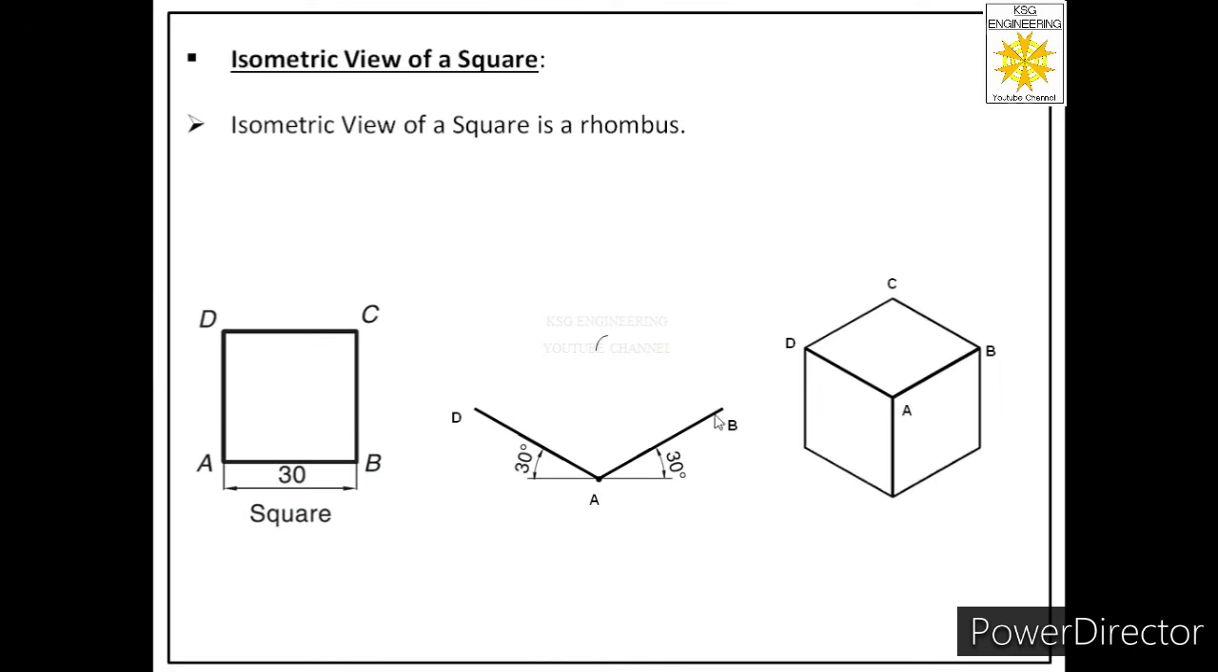Then in front of this length we need same length. So we'll open compass to this length which is again 30, but this time we will put compass at D and we'll draw another arc which will intersect the first arc drawn by us. So that point will be point C. And we'll connect these 2 points to get the top isometric view of square, which is again a rhombus.